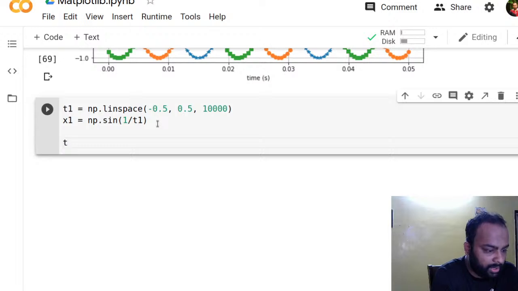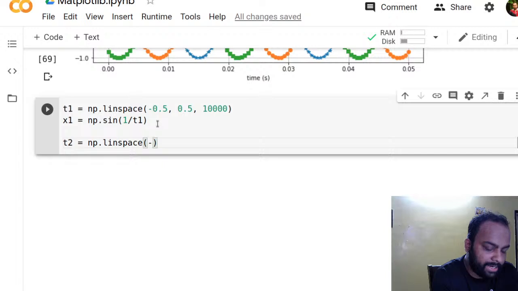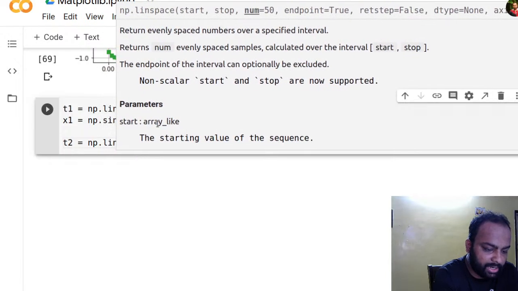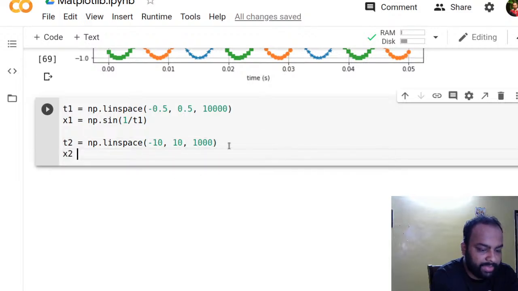I want to have another axis, t2 equal to np.linspace from minus 10 to plus 10, and again 1,000 points. The number of points is also different. And maybe x2 would be np.tan of t2. All right, nice.